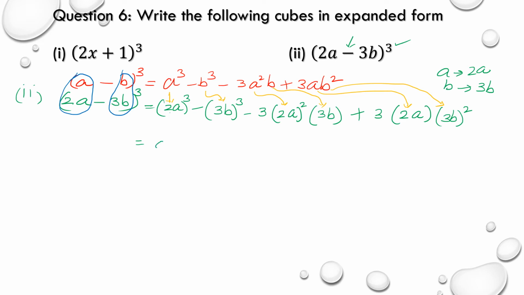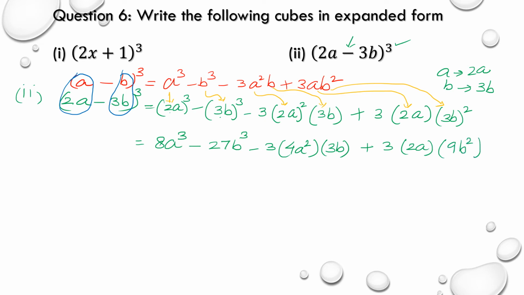Cube of 2 is 8, so it can be written as 8a cube minus cube of 3 is 27, 27b cube minus 3, 2a whole square can be written as 4a square and this 3b as it is plus 3, this 2a as it is, and it will be 3b whole square means 9b square. So let's remove the bracket further.